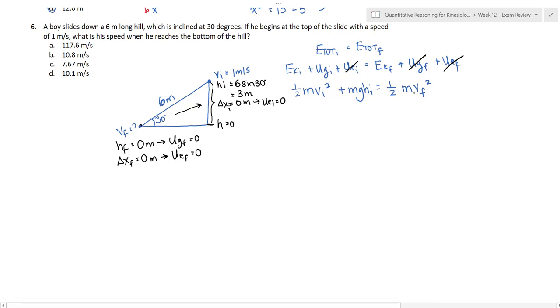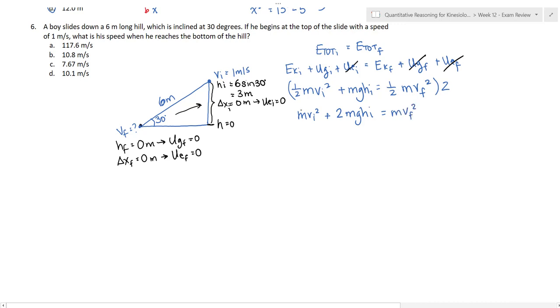So I'm going to get rid of the half and then get rid of the m. To get rid of the half, I'm going to multiply the whole equation by 2. And so I end up with 2 times a half, so 2 times a half is just 1, mv squared, plus 2 times mgh initial, which is 2mgh initial, equals 2 times a half again is still 1, mv final squared.